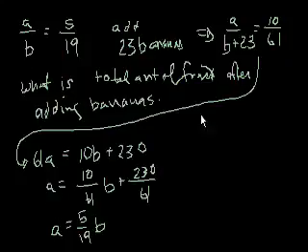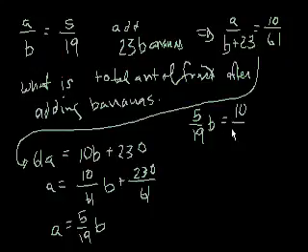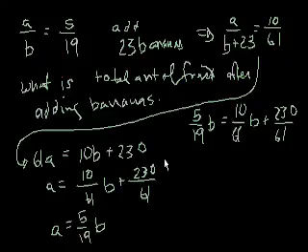Well, both of these are equal to A, so we could set them equal to each other, and we get 5 over 19 B is equal to 10 over 61 B plus 230 over 61. And we solve for B. Well, this might seem complicated to you at first, but it's just a basic linear equation. And for the sake of time, because I only have 2 minutes left in this YouTube video, I'm just going to solve for B, and you get B is equal to 38.